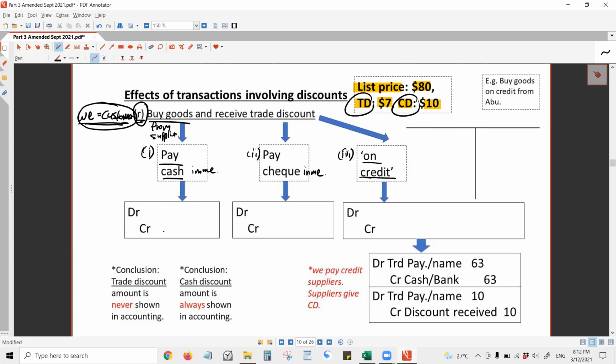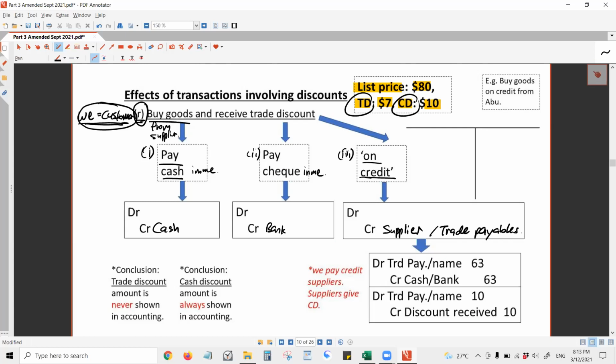Now double entries, you should know. First one, R1, you credit cash. Second one, you credit bank. Number 3, R3, we buy goods on credit from supplier. We credit supplier's account. Because you owe the supplier money, you have to remember the name of the supplier so that you know whom to pay to in the future. Or you call it trade payables.